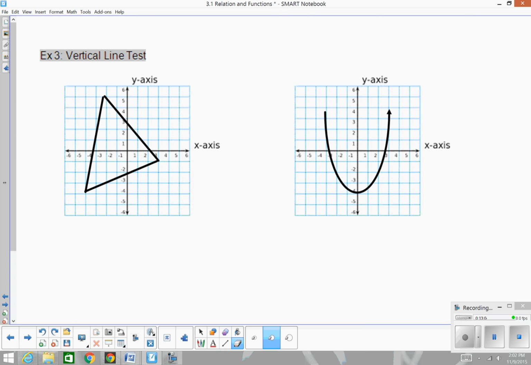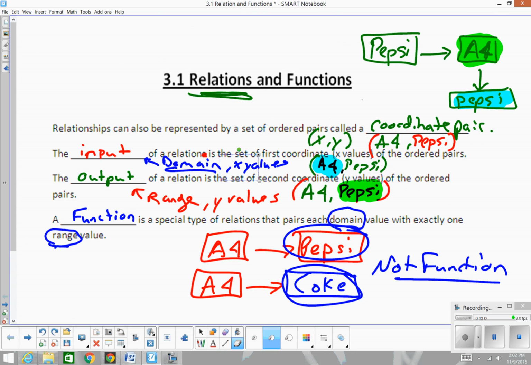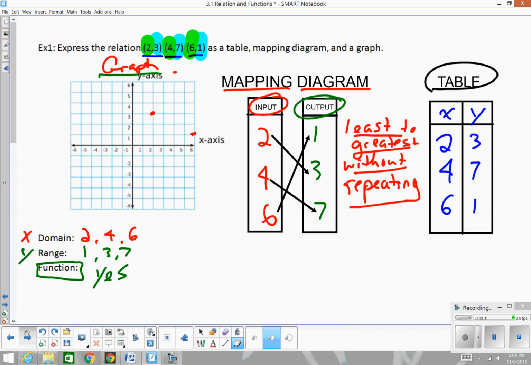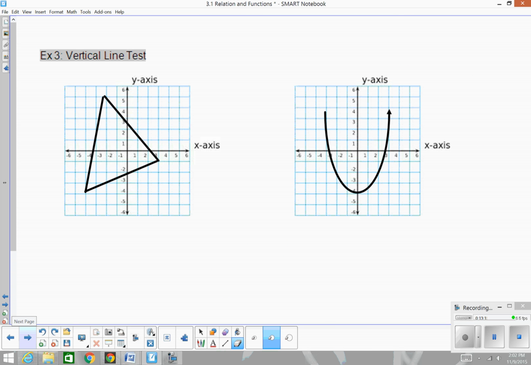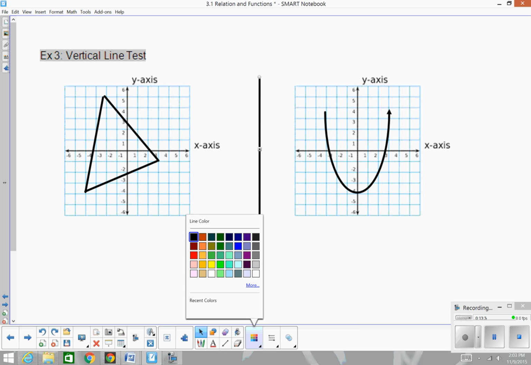Now remember what a function is. So let's go back to our notes. So a function is a special type of relation that pairs each domain value with exactly one range value. Okay, so each domain value with exactly one range value. So meaning I could only have one input, okay, only having one output. Okay, I'm going to use this using a vertical line. So if you just want to draw a line from up to down, like such, and I'm going to make it a different color. Let's make it, I don't know, blue.